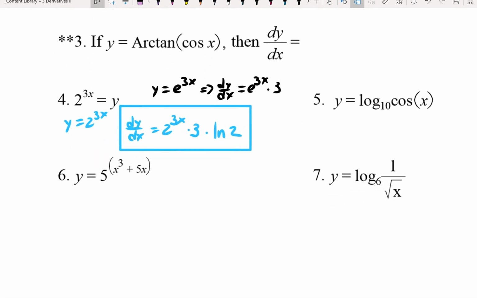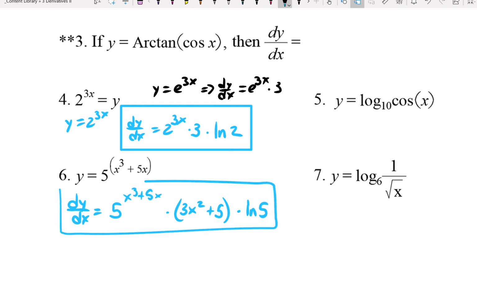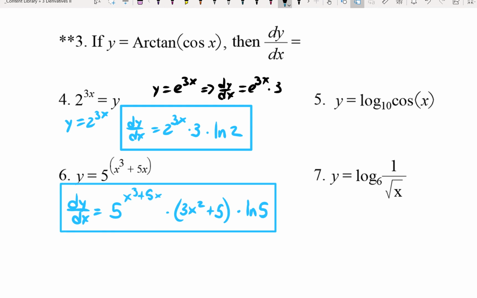And now let's also take a look at number 6. Exponential function. dy dx is the function itself multiplied by the derivative of the inside, finally multiplied by the ln of the base. That would be my answer to number 6. So it works just like the e to the x. You just get the extra ln of the base. And in fact, if you applied that same rule up here, ln of e is just 1, and we just make it go away. Works the same way.